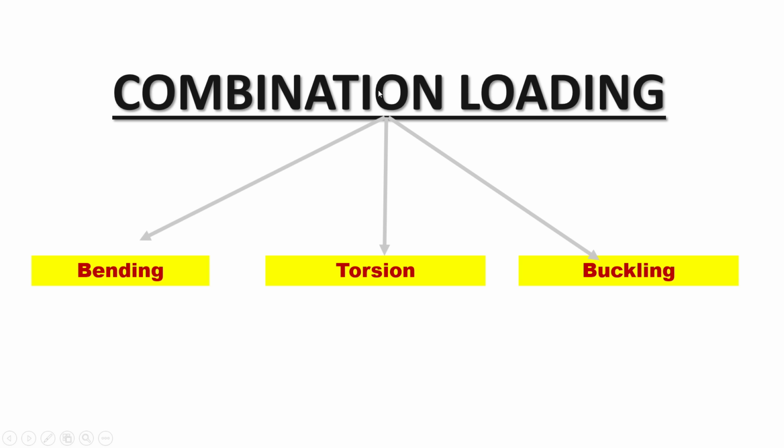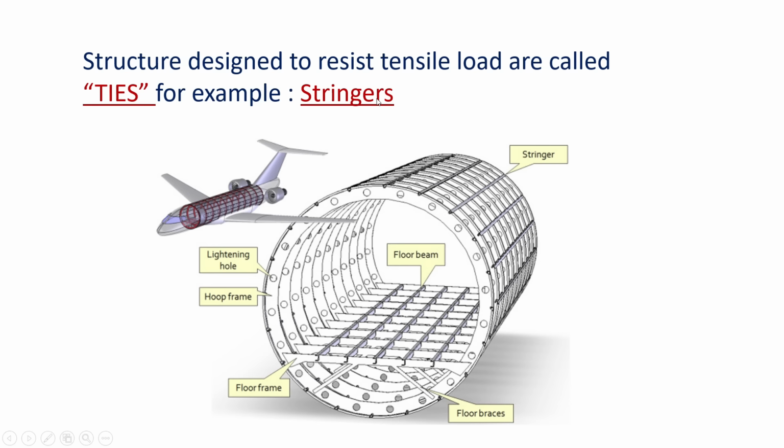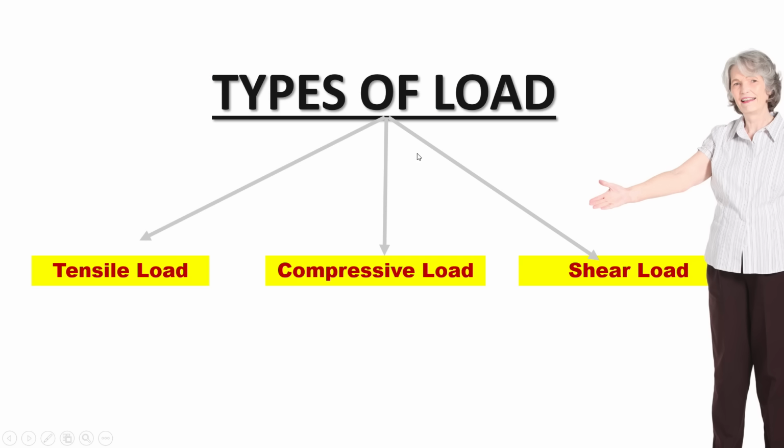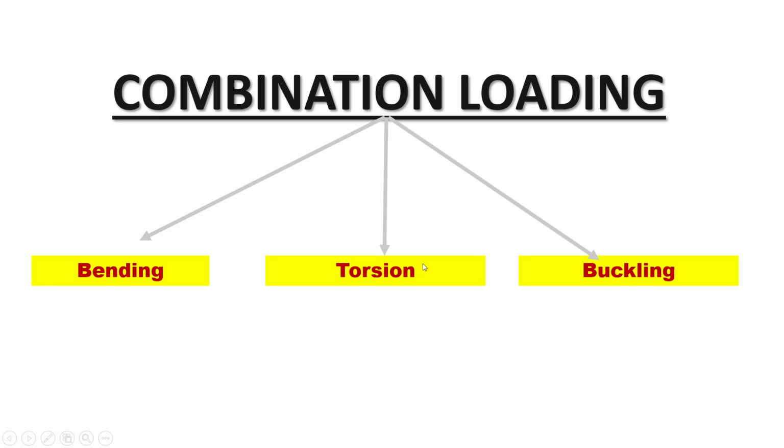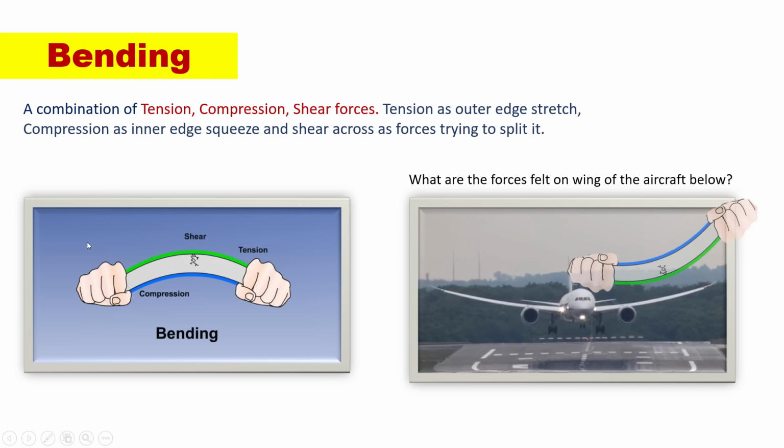First of all, we had three types of load: tensile, compressive, and shear. But now, since these three loads can act together and form these three types of loading, we get bending, torsion, and buckling. Again, we'll go into details of one, two, three. First is what? Bending. Bending is a very generic term. You might have seen it already, or you might know what bending is.